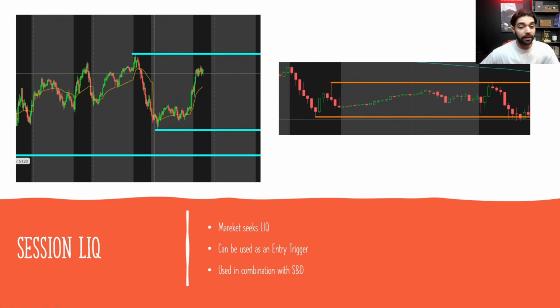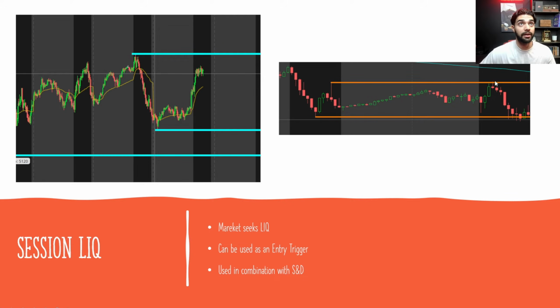Quick example. The market peaks liquidity. It can be used as an entry trigger, and if you combine it with supply and demand, it's killer, man. So right here we have the pre-market low. Right here we have the New York session open high. Right here we have not only the New York close high, but it's also an equal high. Right down here we have the close. So down here we had the New York close low that got swept.